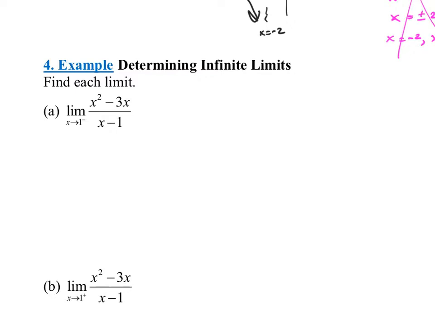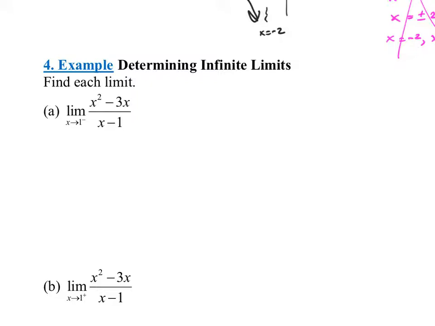It says find each limit. The limit as x approaches 1 from the left of x squared minus 3x all over x minus 1. Notice if we plugged a 1 into this function, which is what you traditionally like doing, you would have 1 squared minus 3 times 1, and then over 1 minus 1. Well, that would be a 0 in the denominator. That's not going to help us out at all. The 0 in the denominator means it's undefined at that point. So what do we have to do for this?